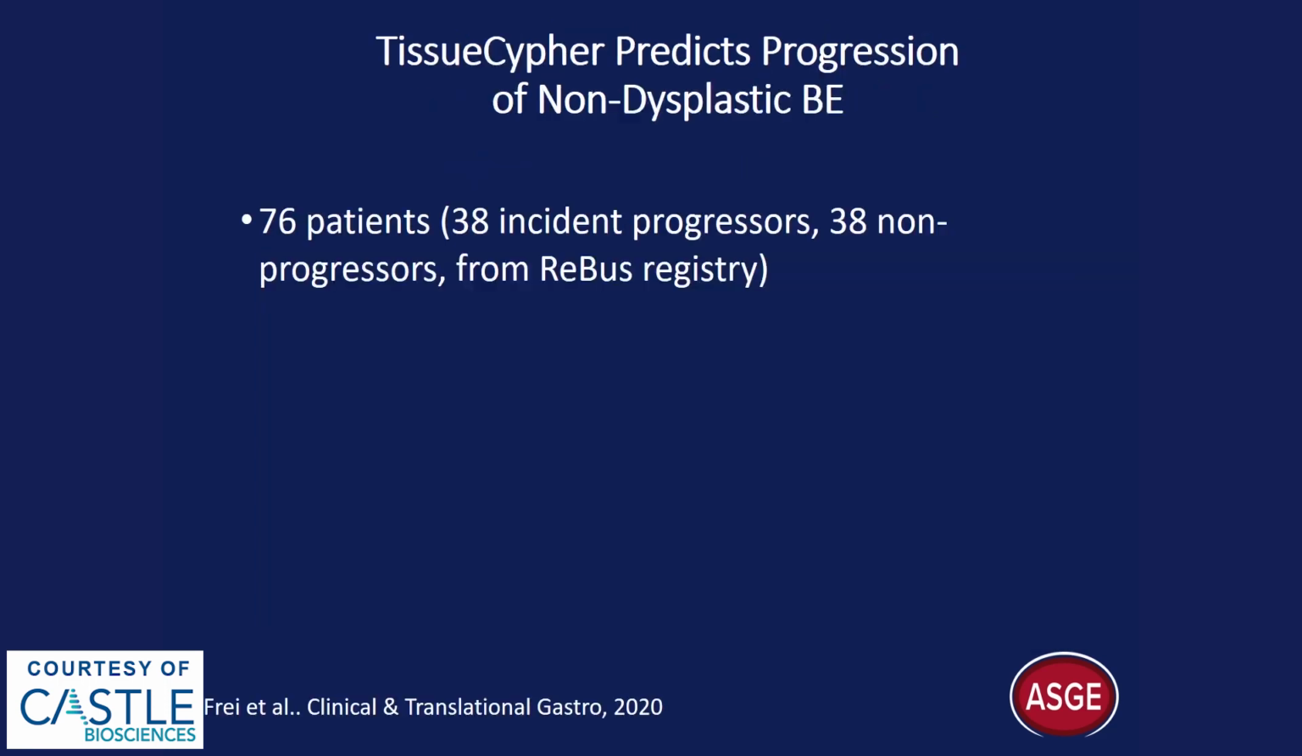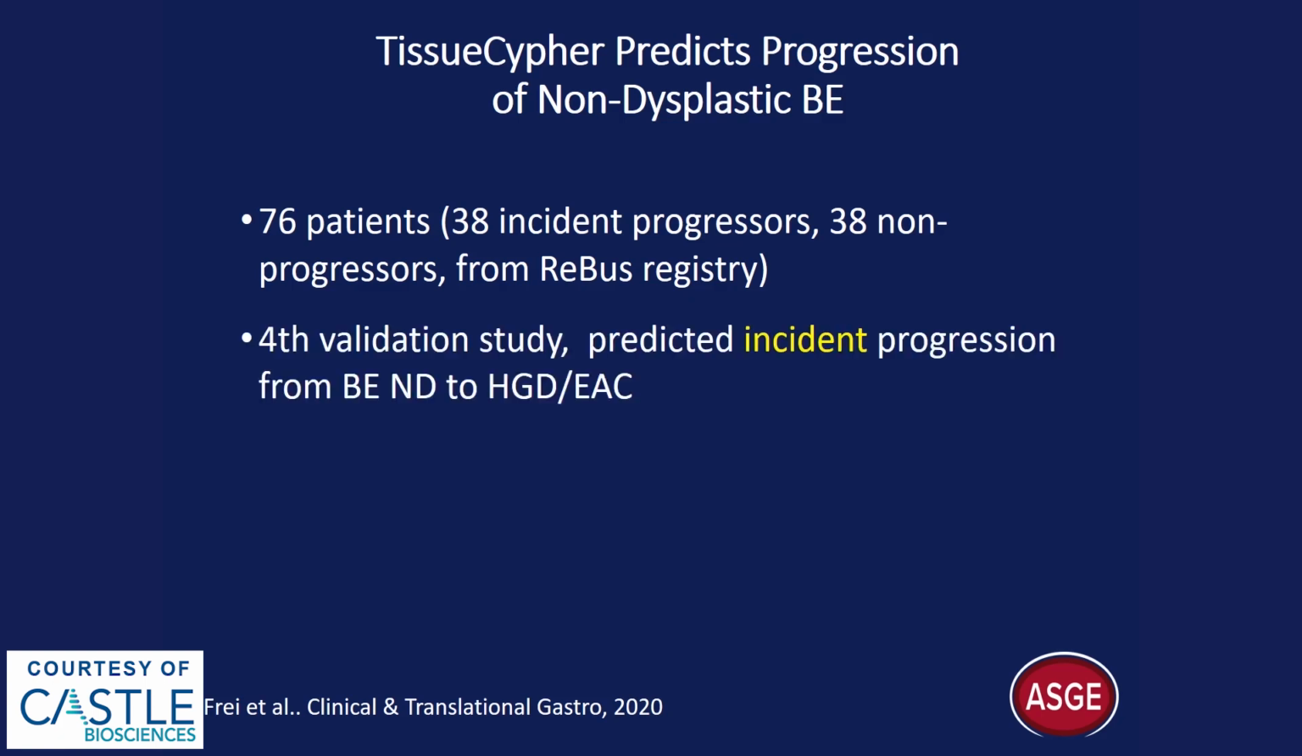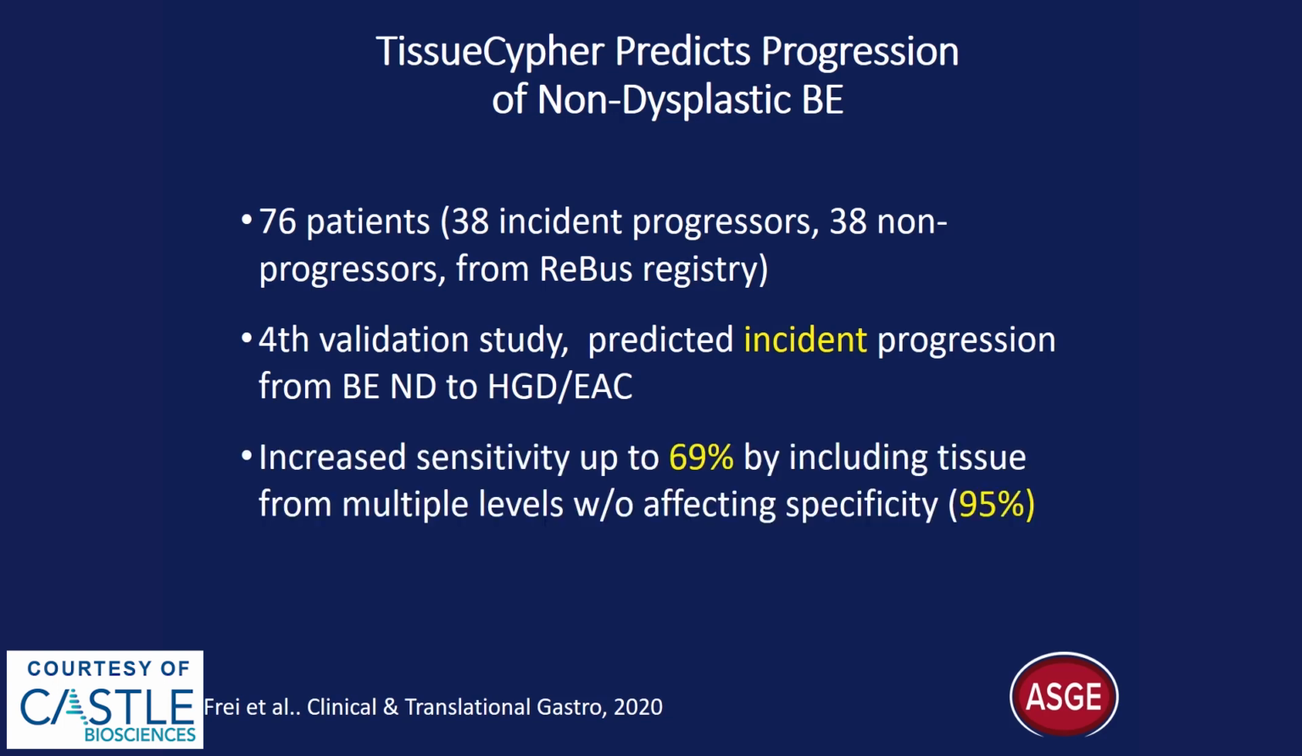TissueCypher also predicts progression from non-dysplastic Barrett's esophagus. For example, in this 76 patient study that compared 36 incident progressors to 38 non-progressors from the Rebus registry, TissueCypher predicted incident progression from no dysplasia to high-grade dysplasia or cancer, but increased the sensitivity from previous studies to 69% by including tissue from multiple levels without affecting the very high specificity.